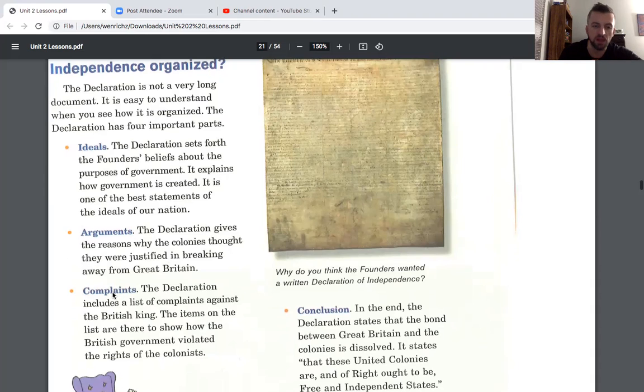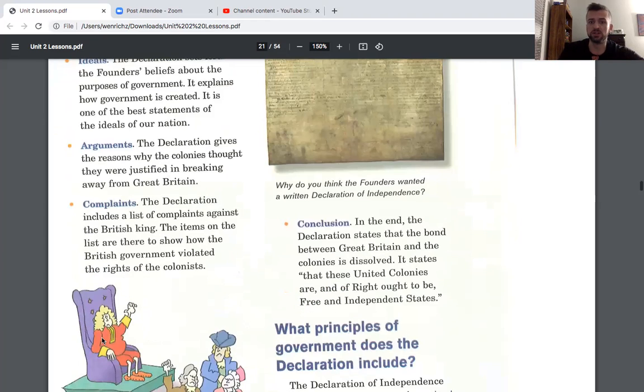The document includes complaints, a list of complaints against the British king. The items on the list are there to show how the British government violated the rights of the colonists. And that's where a lot of the research that you just did this week is going to show up. Finally, the conclusion. In the end, the Declaration states that the bond between Great Britain and the colonies is dissolved. It states that these united colonies are and of right ought to be free and independent states. Henceforth, we have created the United States.